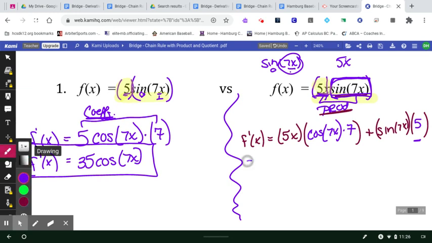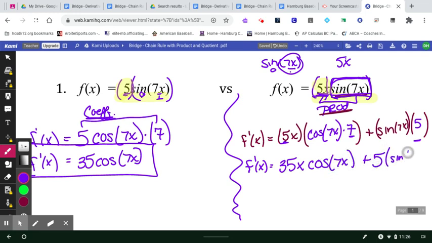So let's go ahead and finish this derivative. F prime of x equals, I can multiply those together. So that's 35x cosine of 7x plus 5 times the sine of 7x. Now, calculus-wise, it's over. It was over once I took the derivative. Now we're just going to clean up our algebra. Here's my plus sign.